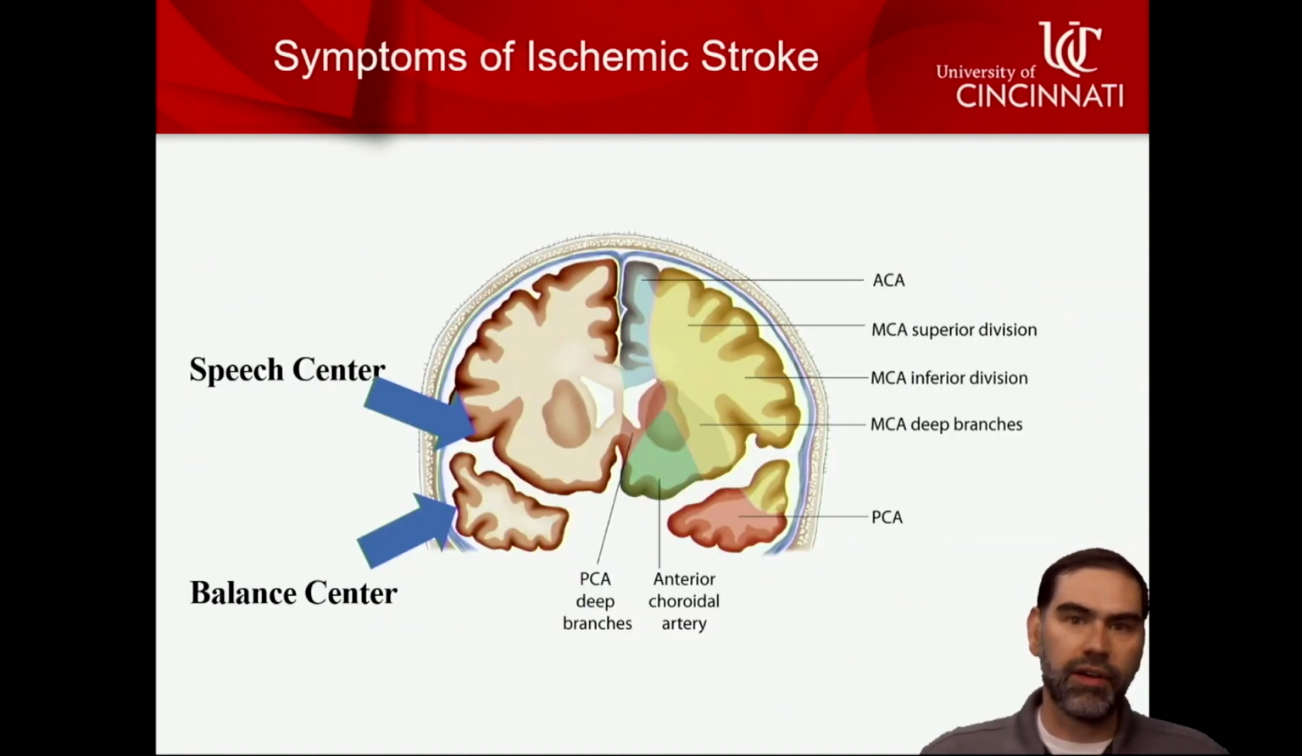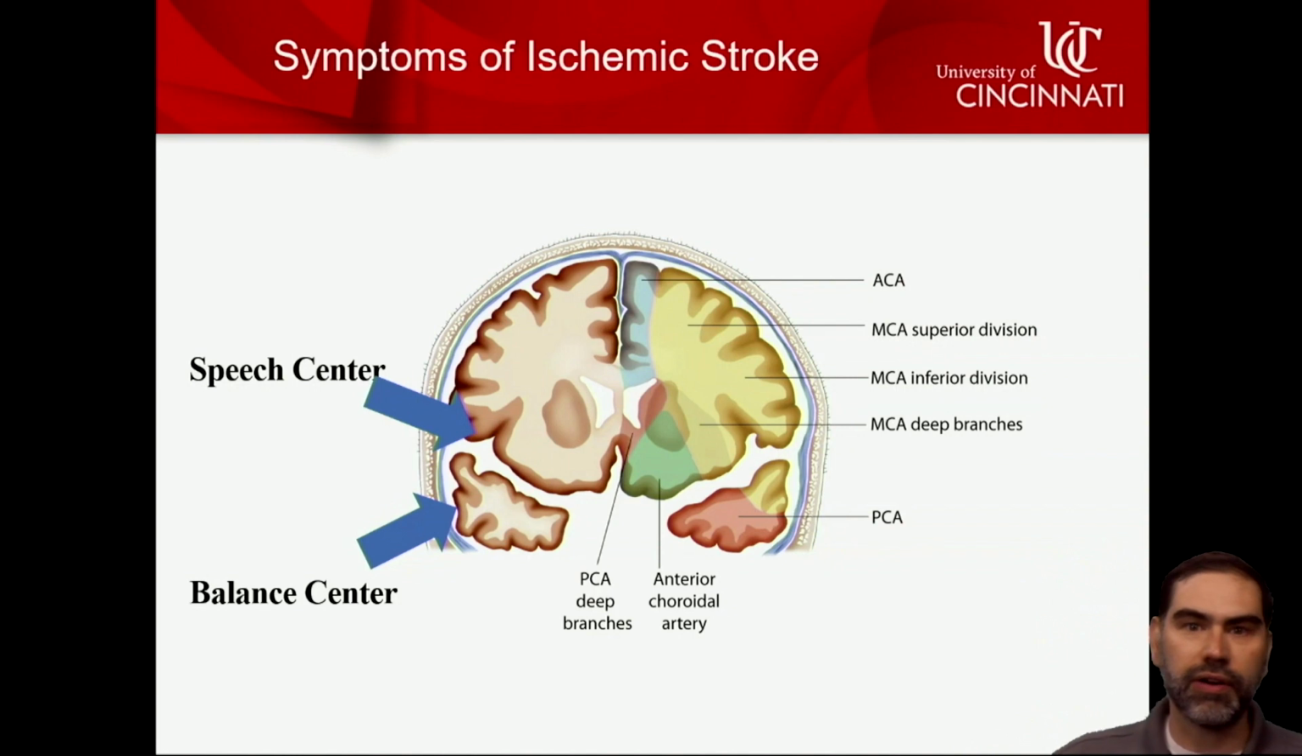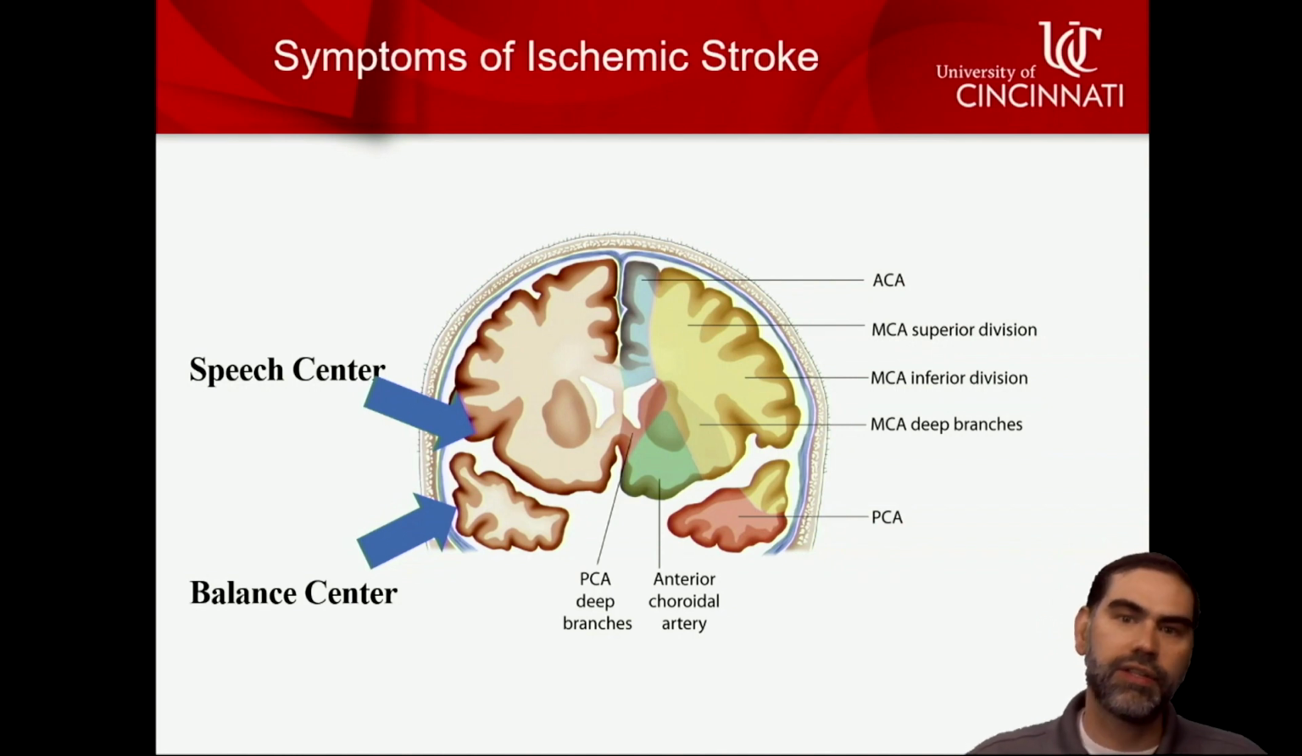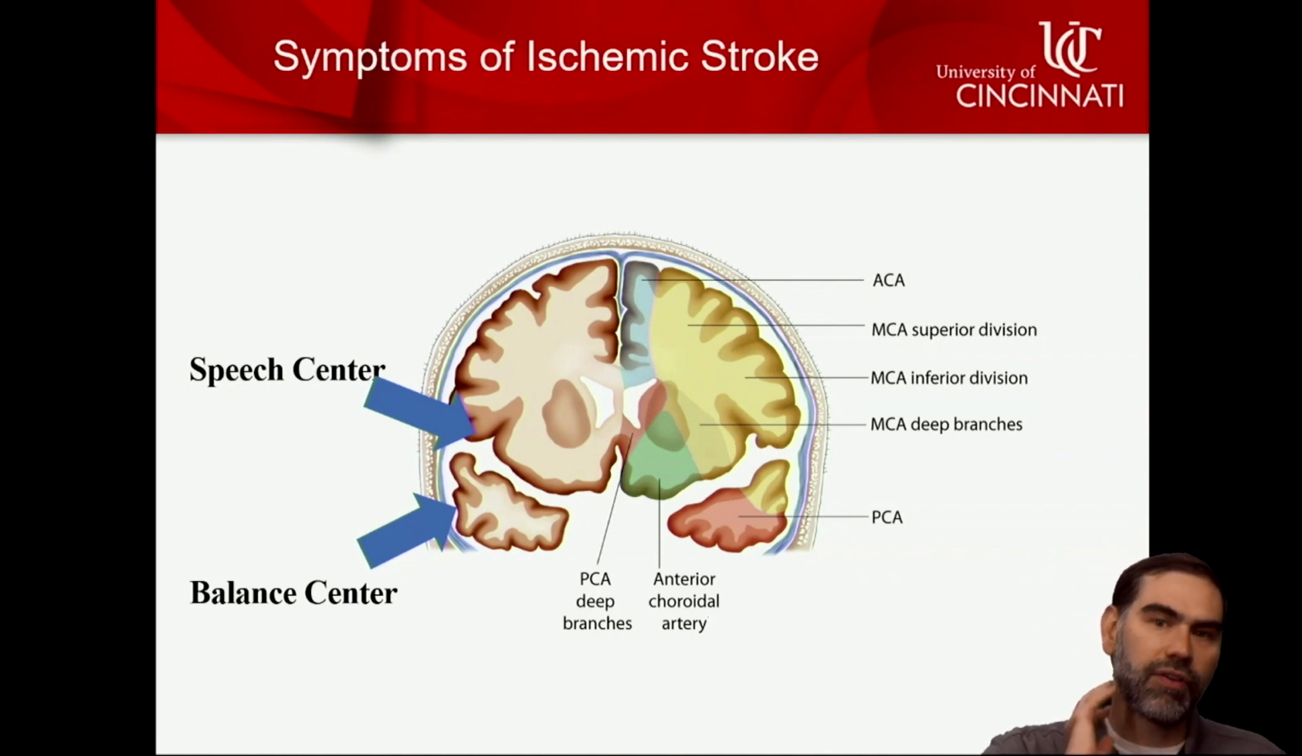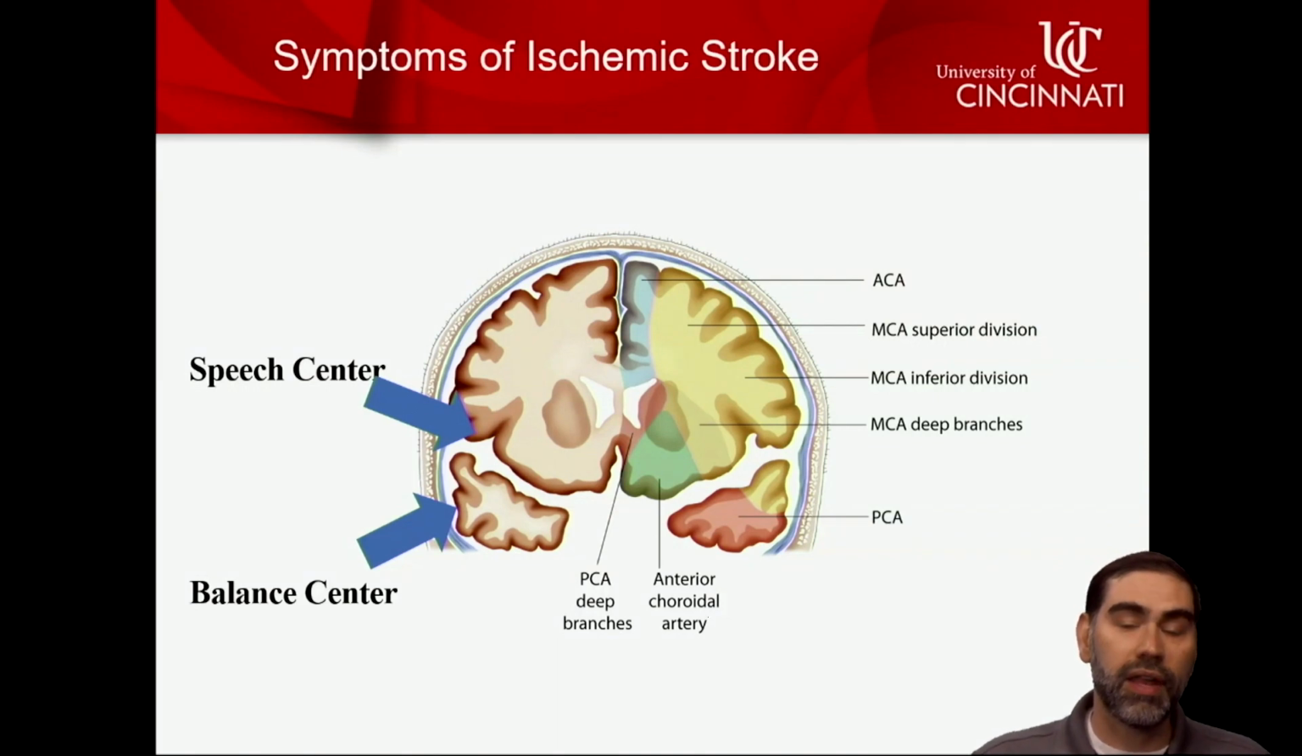So here's again a representation. This is where the speech center is. It's in the MCA distribution. The balance center comes up from the posterior aspects. And then a lot happens in that middle area, the basal ganglia, thalamus, these sorts of things that integrate all the fibers and tracts coming from the cerebral cortex down to the rest of the body.